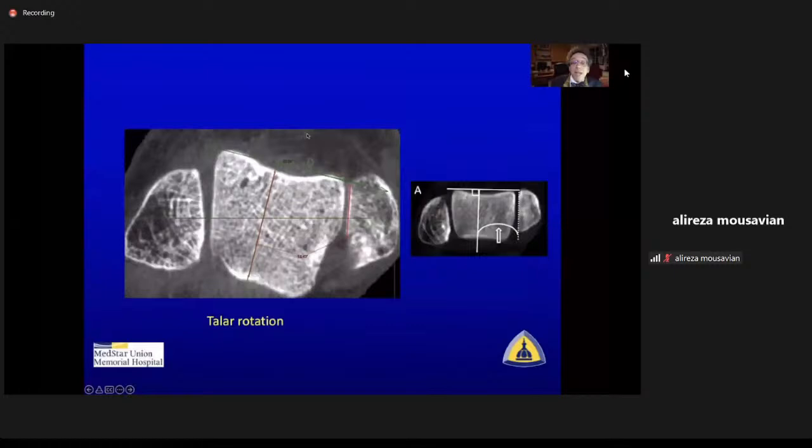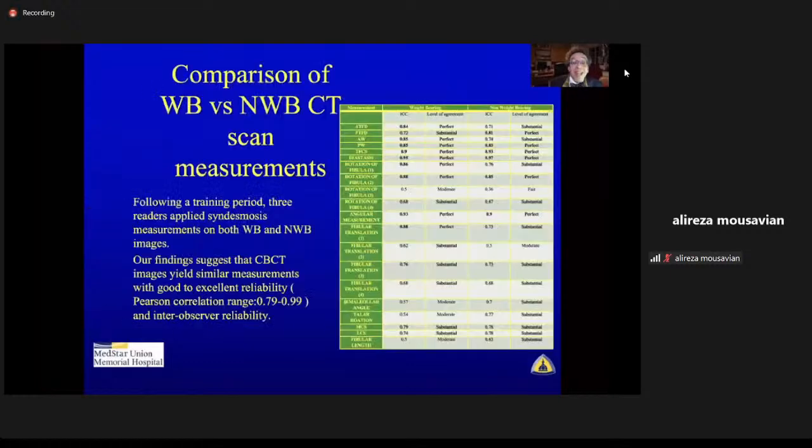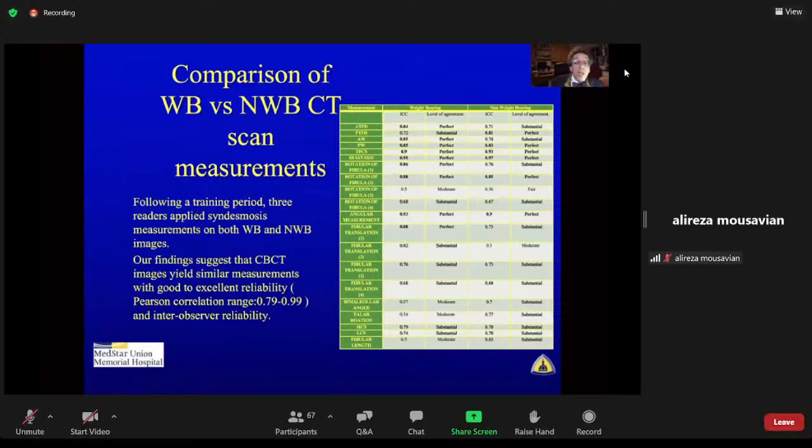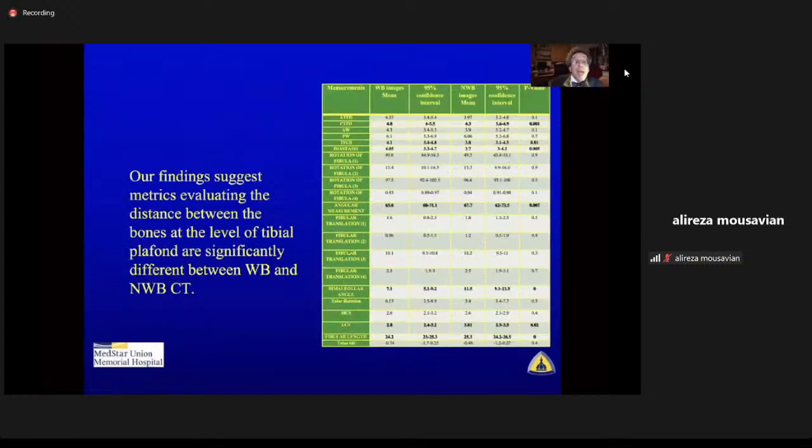You could look at the lateral clear space and the medial clear space. You could look at talus rotation. You could look at talar tilt. You could look at fibular length. And we found that these measurements were really good in terms of reproducibility and reliability. And even with people of lower level training, we found that the values were very good.